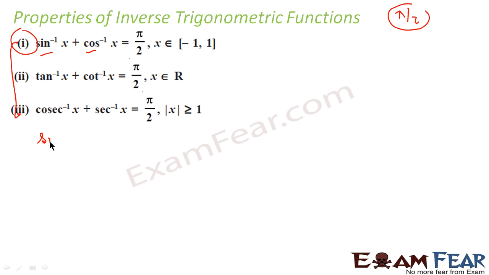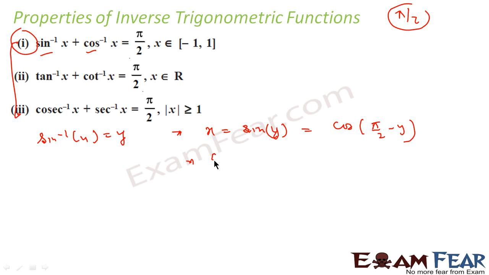So sine inverse of x, let this be y. Or I can say that x is equal to sine y. Now I want to write x in terms of cos also, because I have cos inverse something. So sine y I can write as cos of pi by 2 minus y. With this, cos inverse x is nothing but pi by 2 minus y. Why did I do this? Because I wanted to get cos inverse x also.